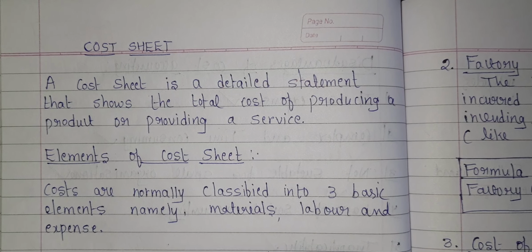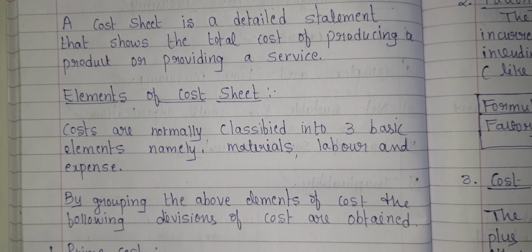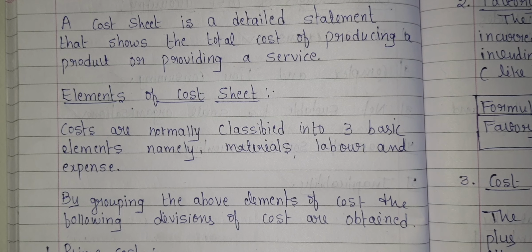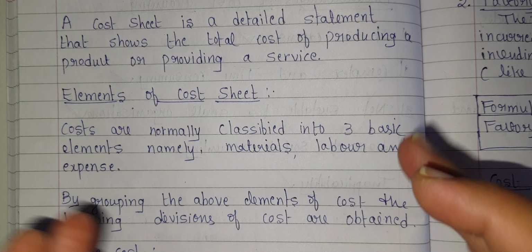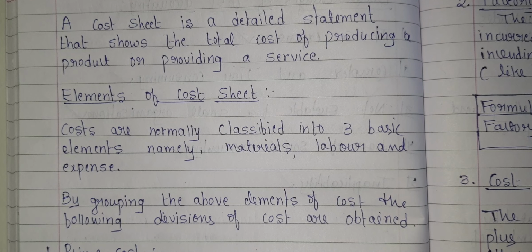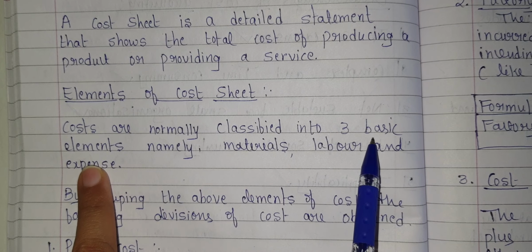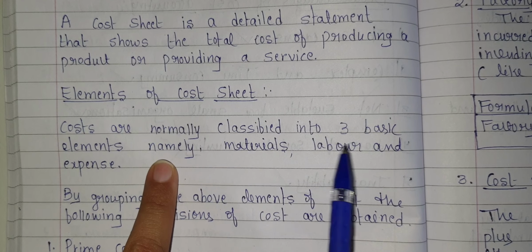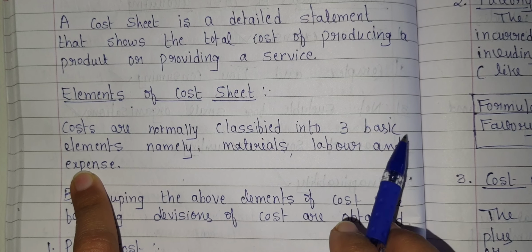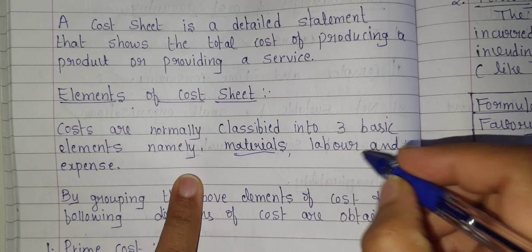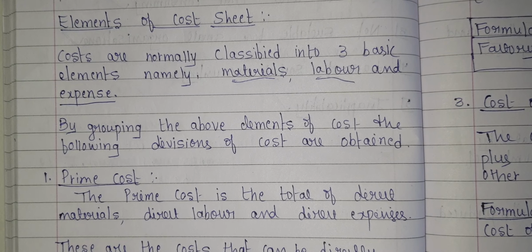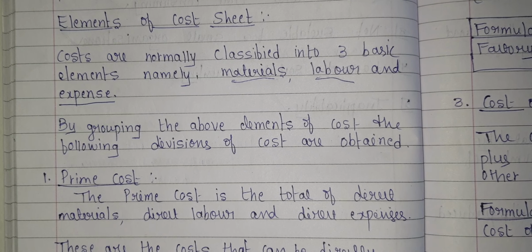Now, we will see the elements of cost sheet. Here, elements are related to the process of manufacture, that is the conversion of raw materials into finished products. Costs are normally classified into three basic elements. They are materials, labor and expense. By grouping the above elements of cost, the following divisions of cost are obtained.